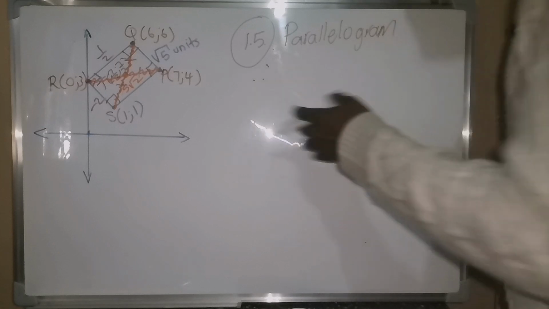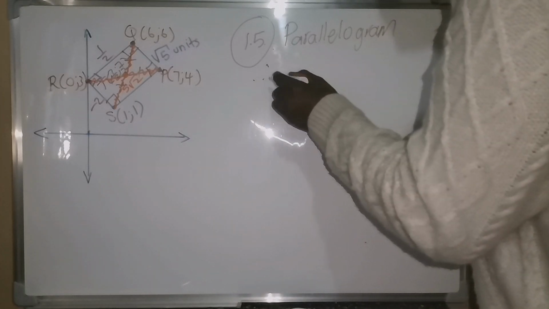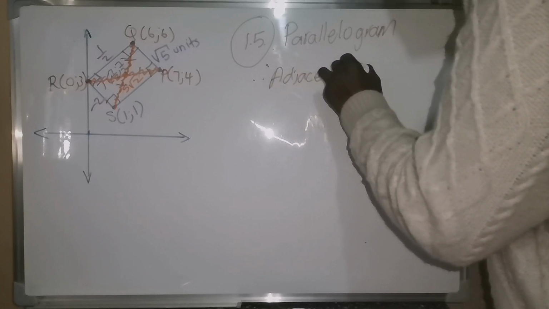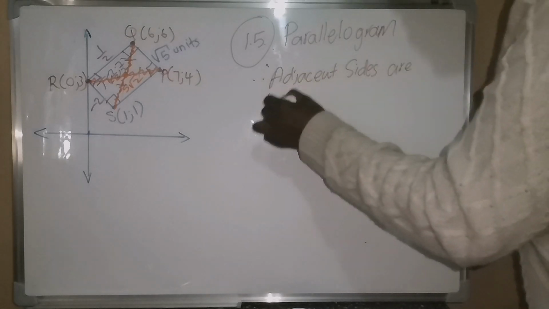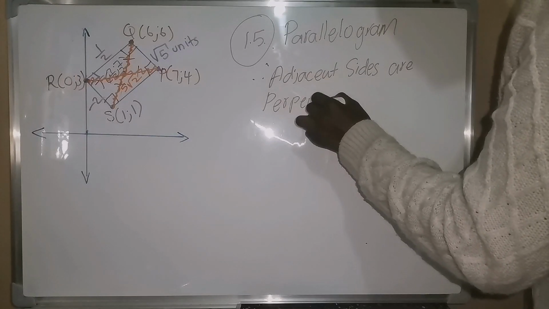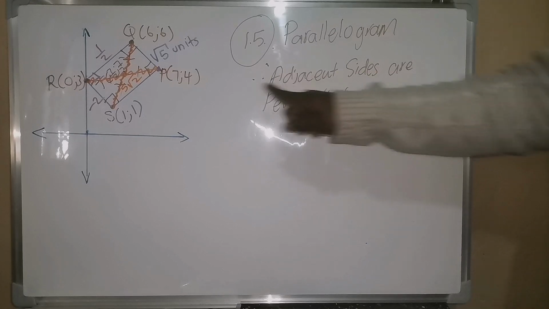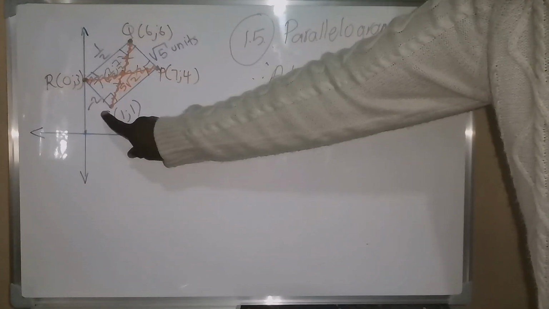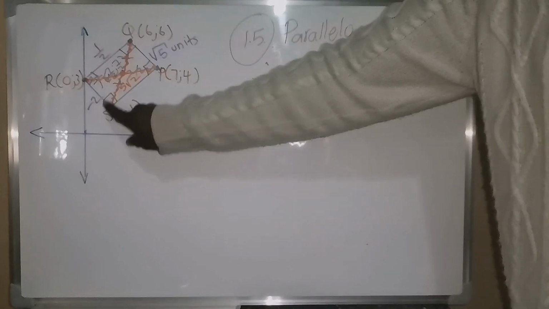That means, therefore, if they say you must motivate your answer, because of that, the adjacent sides are perpendicular. Remember, the sides are perpendicular. PS and QP are perpendicular. QR and RS are perpendicular. Side RS is perpendicular to PS.